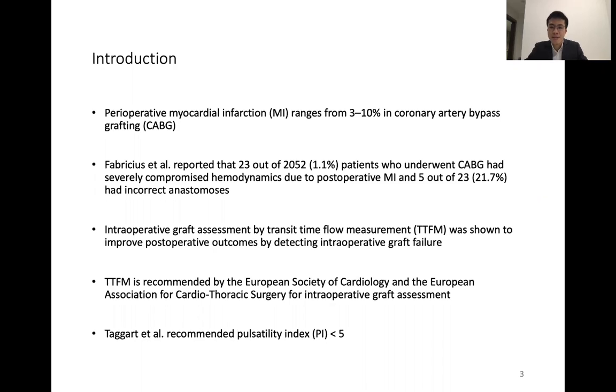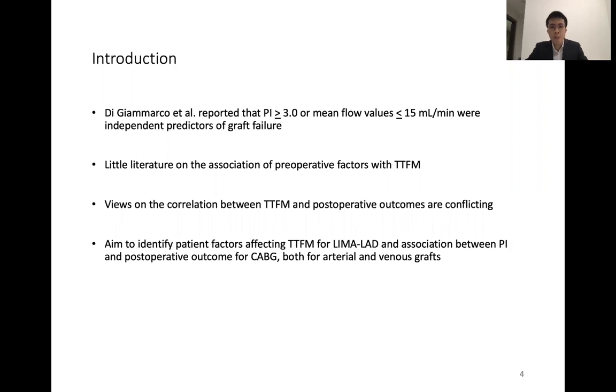Tucker et al. recommended a PI of less than 5 as a cutoff. Giammaco et al. reported that PI more than 3 or mean flow value of less than 15 mL per minute were independent predictors of graft failure. There's little literature on the association of preoperative factors with TTFM, and the views on the correlation between TTFM and postoperative outcomes are conflicting. Thus, we aim to identify patient factors affecting TTFM for LIMA LAD and association between PI and postoperative outcome for CABG, both for arterial and venous grafts.